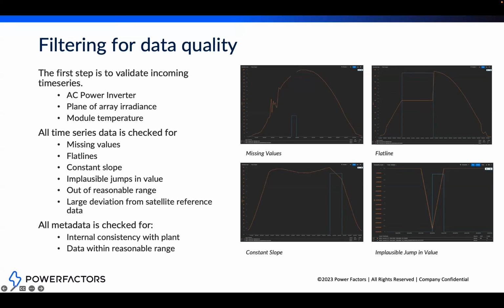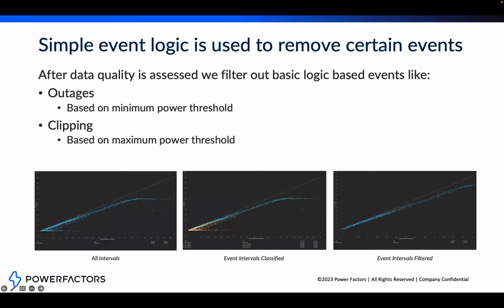And once filters are applied, all invalid intervals are removed from the data set. So after the data is assessed for quality, we check for simple logic-based events. Clipping and subinterval clipping are filtered based on inverter metadata. Outages are flagged by looking for power below a certain threshold. So the images below show this process.